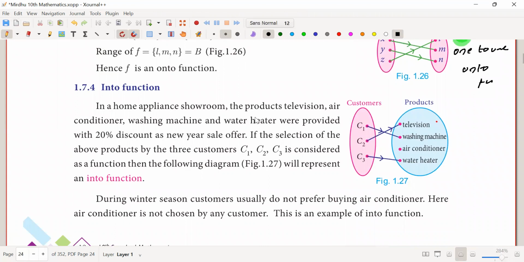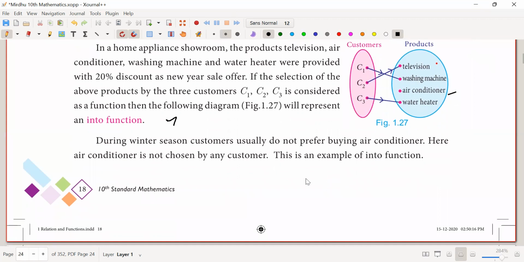Similarly, in a home appliance showroom, the products television, air conditioner, washing machine, and water heater are provided with a 20% discount as a New Year sale offer. If the selection of the above products by the 3 customers C1, C2, C3 is considered as a function, the following diagram will represent an into function. That is, each one selects one product, and no one has selected the air conditioner. Here, the range is television, washing machine, and water heater, but the codomain is all these 4. So codomain is not equal to range. Then it is an into function.